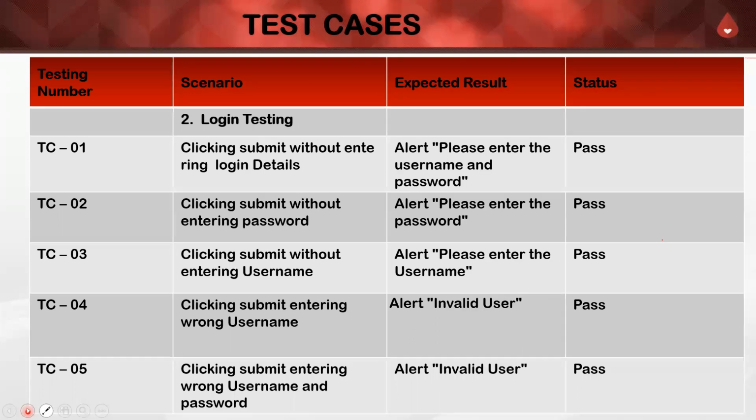In the login testing, there are a few scenarios, and we have to give the login details. Password and username are very important. If we enter the wrong username and the wrong password, we will get an alert message: invalid user. After giving the appropriate password and username as given in the registration, the status will be pass, and then we can move to uploading the image. The further slides will be explained by Prithviraj.